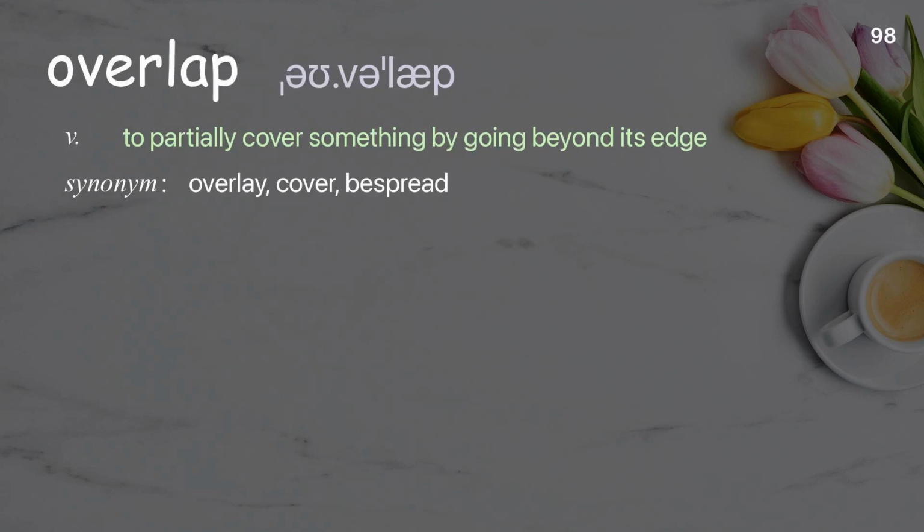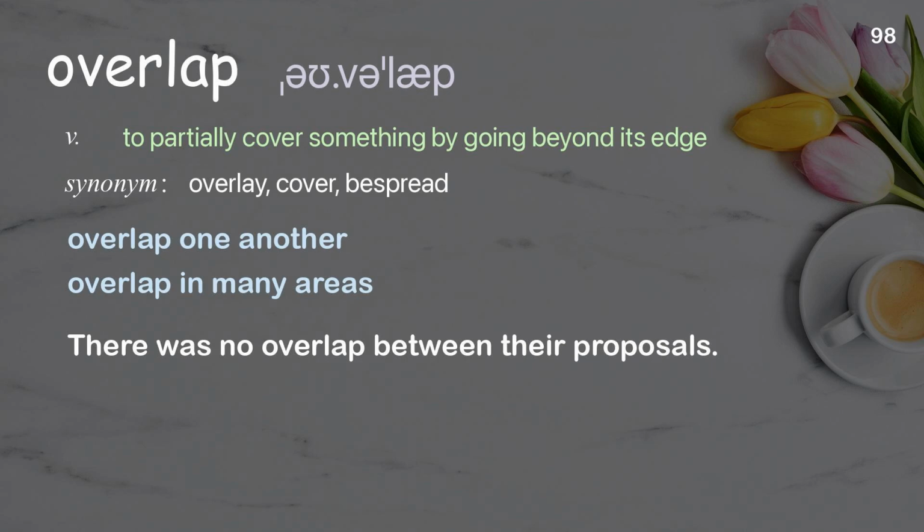Overlap. To partially cover something by going beyond its edge. Examples: Overlap one another, overlap in many areas. There was no overlap between their proposals.